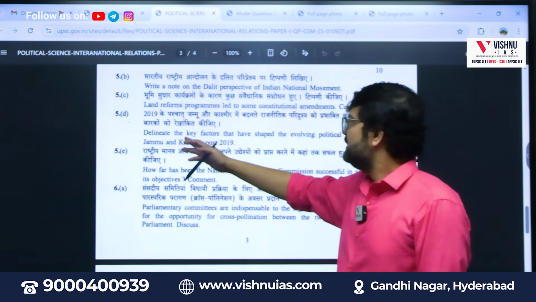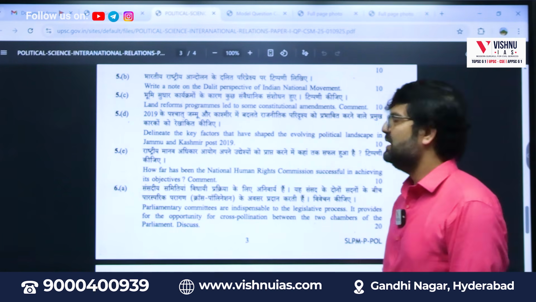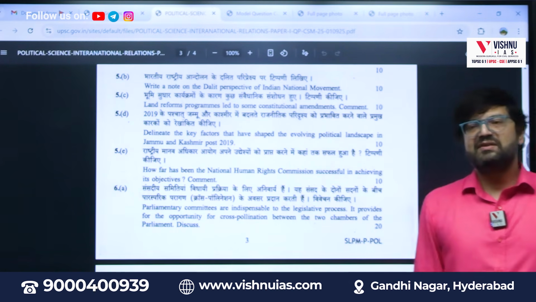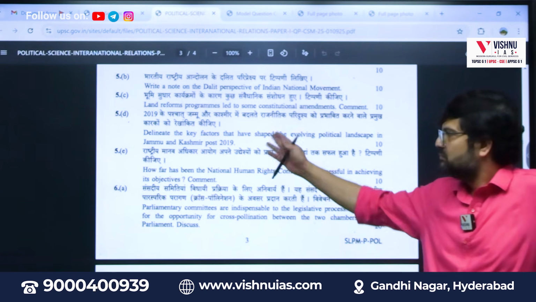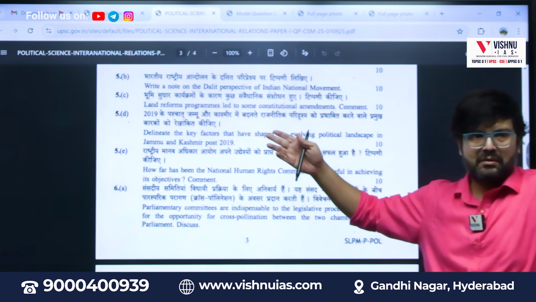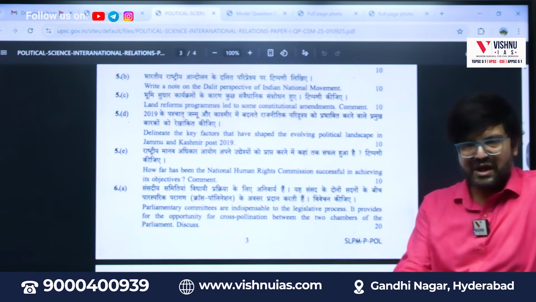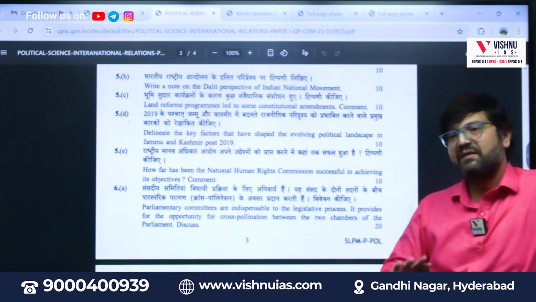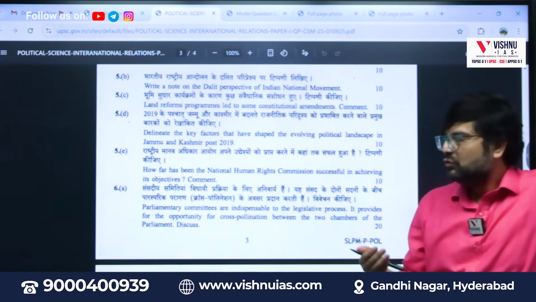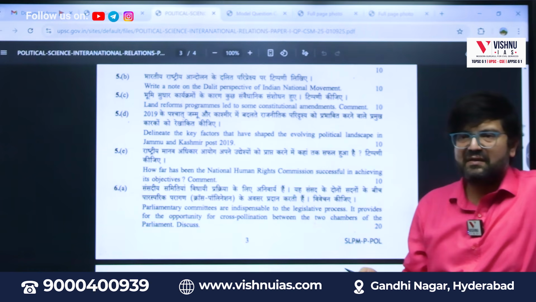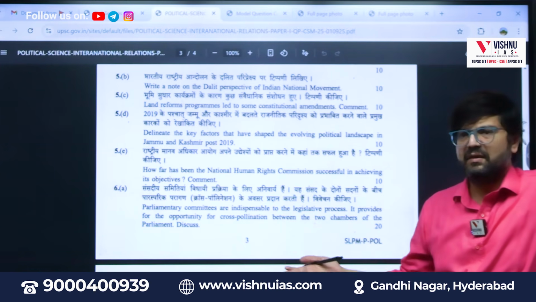See, delineate the key factors that have shaped the evolving political landscape in J&K post 2019. Post 2019 changes that were made, what has happened or what is happening in Jammu and Kashmir right now. This is a polity type question only. It's a contemporary event question. Not what happened in the last 1 year, but in the last 5-6 years. Look at the broad coverage of this question. So don't go crazy for day-to-day activities. Broadly, I should be aware of India's stand and perspective everywhere.